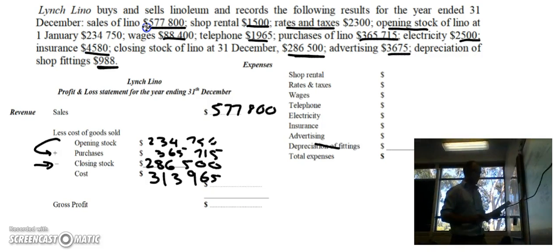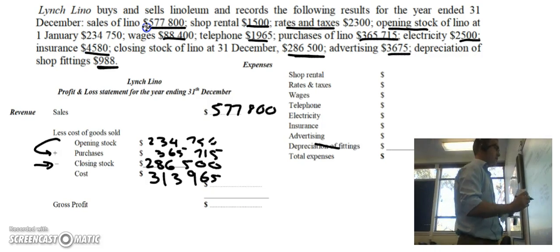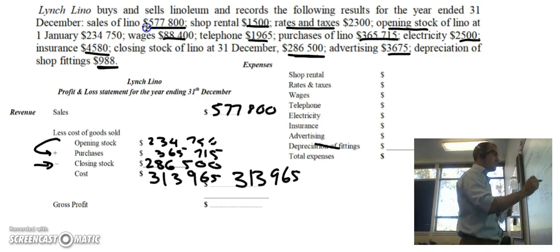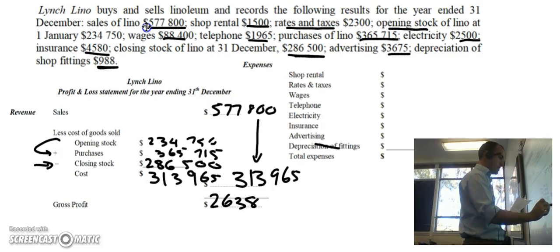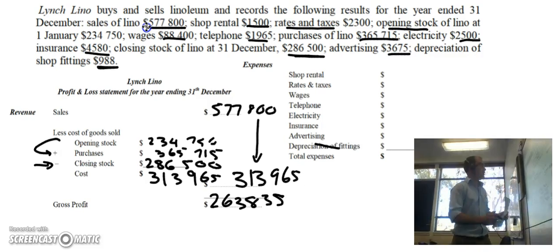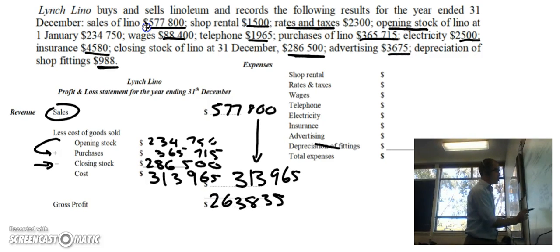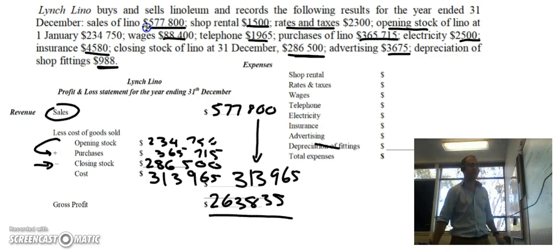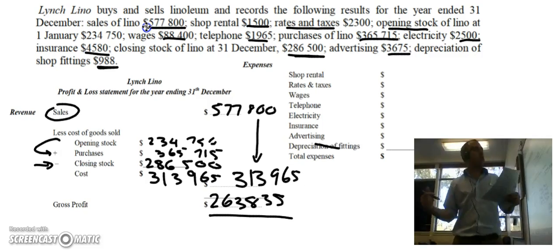So our sales, $577,000. The cost of goods sold, the stock that we've got on hand, was $313,965. So we take these two, find the difference between those two, and it's $263,835. So the first one is how much sales did you make, how much stock have you got, which you've had to replace throughout the year. We find that the profit is $263,835.